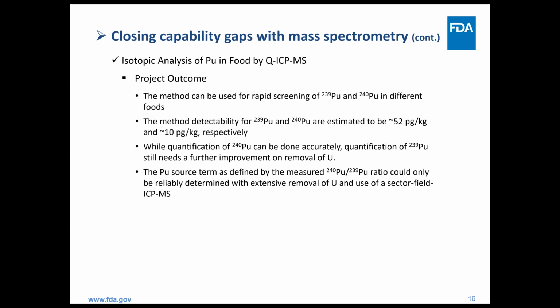In terms of source term determinations, I think there are still two issues. One is we need to improve the radiochemical separation to minimize the uranium-238 interferences. And we also need to have a sector field ICP-MS, a high resolution ICP-MS, to make a better ratio measurement.